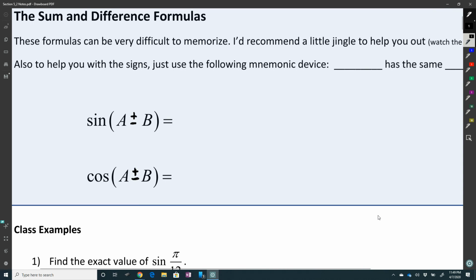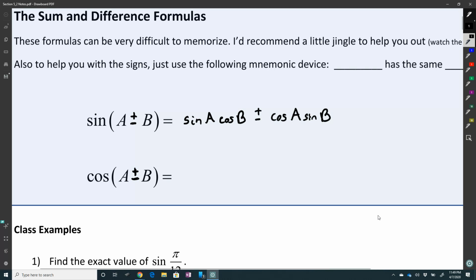All right, so I'm going to go ahead and write the formulas out. This is sine of A, cosine of B, plus or minus, and then cosine of A, sine of B.